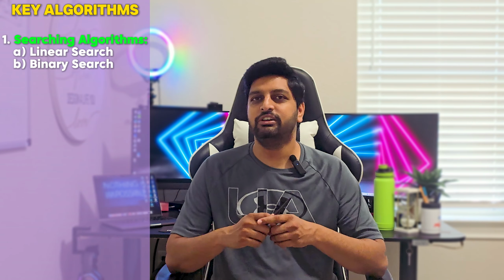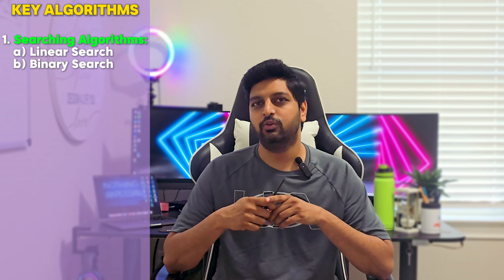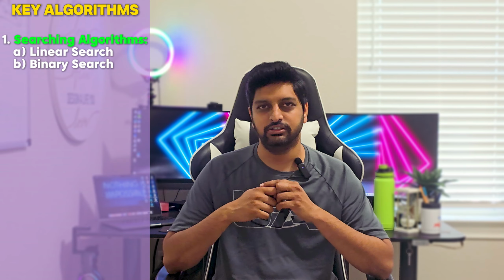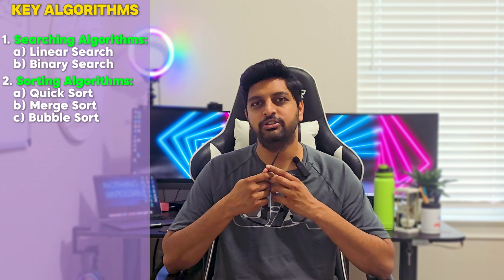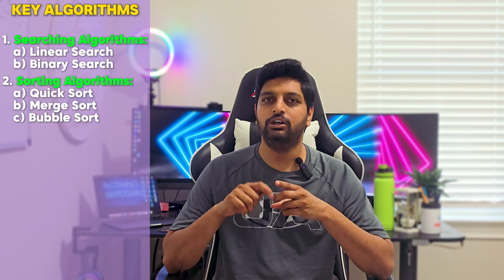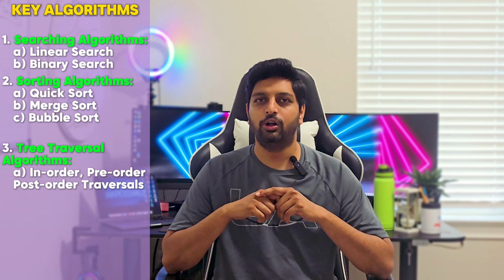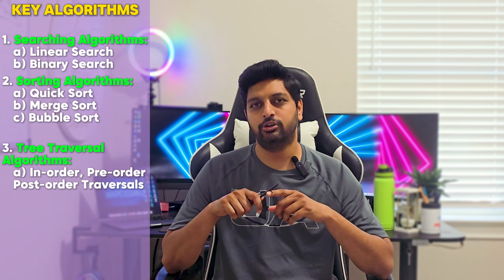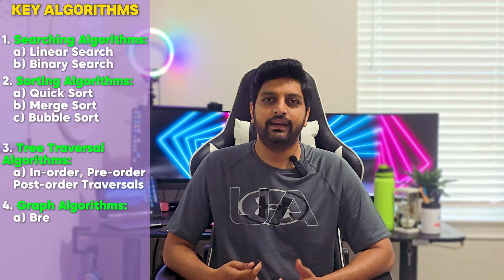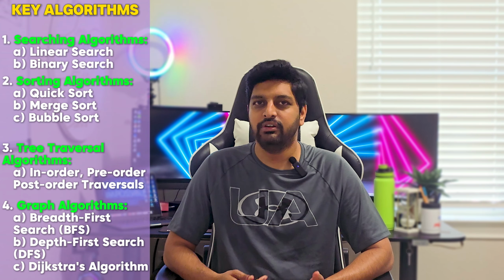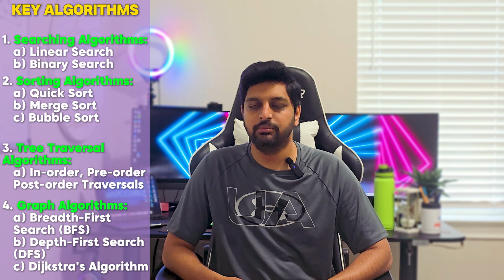Now here are some of the key algorithms. First one is the searching algorithms, which involve linear search and binary search. Sorting algorithms, which involve quick sort, merge sort, bubble sort, etc. Tree traversal algorithms involve in-order, pre-order, post-order, and level order, etc. Graph algorithms like BFS, DFS, Dijkstra's algorithm, etc.